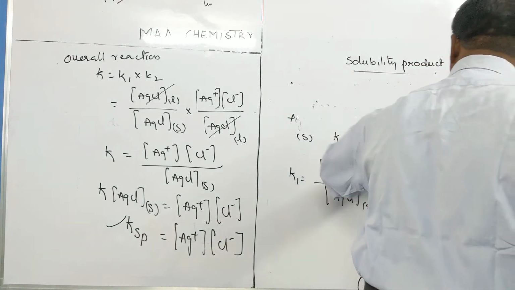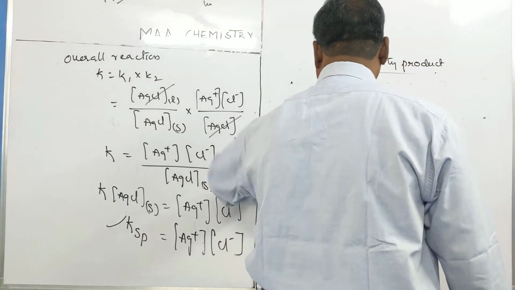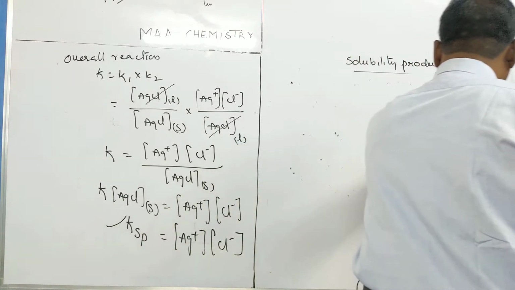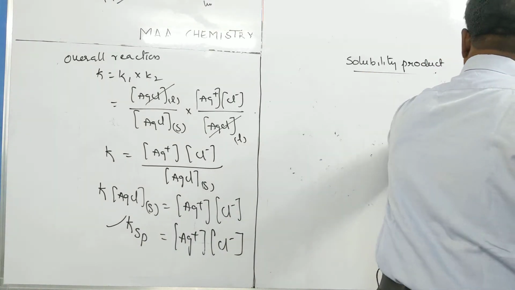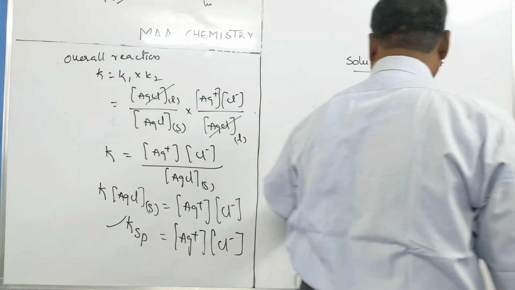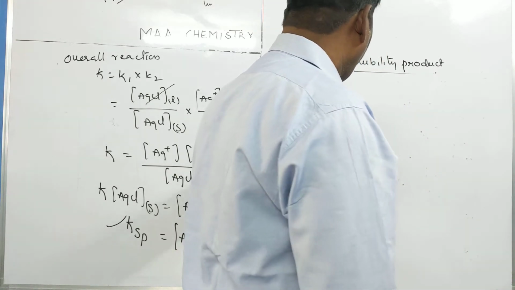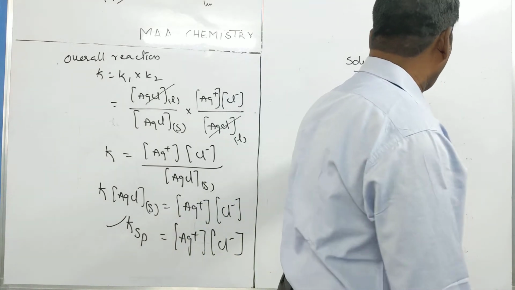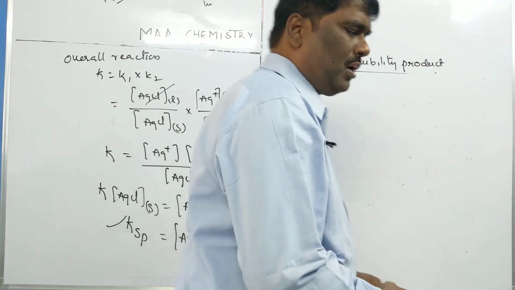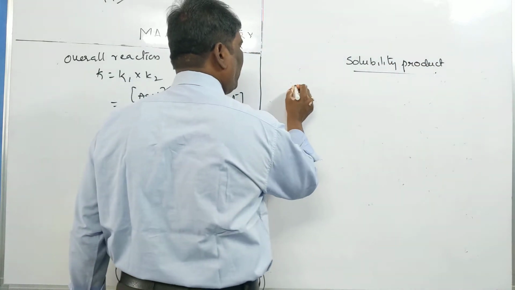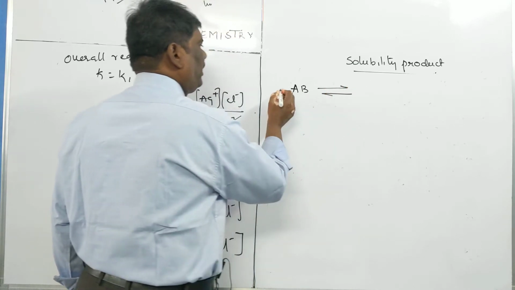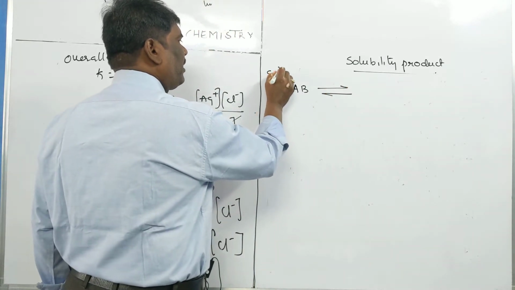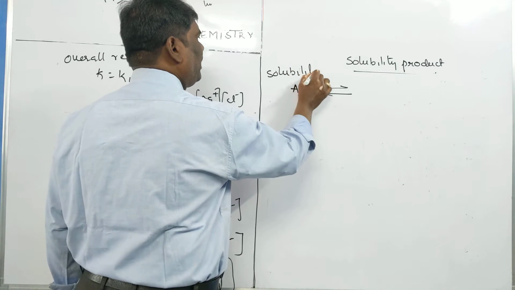Now we are taking some more examples. Let us suppose a salt of type AB. When we take a salt AB, now for this one you consider its solubility. How can we take solubility?